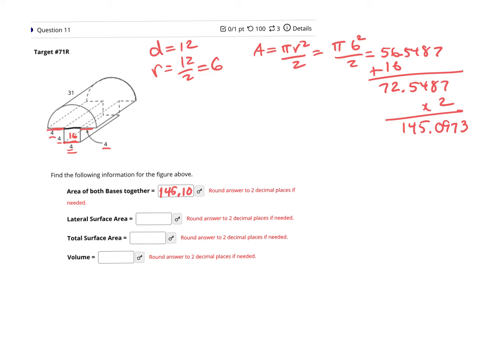Next, to find the lateral surface area. Well, to find the lateral surface area, I have half of a cylinder. To find the lateral surface area of a cylinder, it's just 2 pi r h. But since I only have half of that, I want to divide it by 2, so that'll just be pi times my radius, which is 6, times the height, which is the distance between the two bases, that's 31. So in my calculator, if I do 31 times 6 times pi, that's going to give me 584.3362. Then I have to also add in the rectangles.